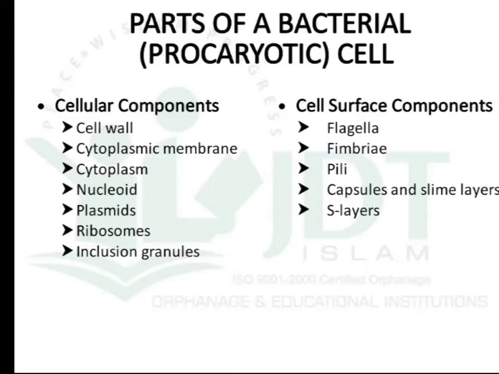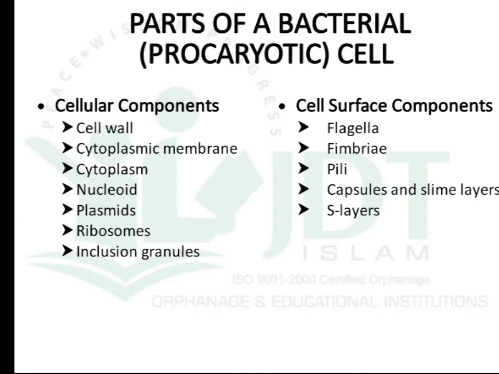So these are the different organelles or parts of the bacterial cell. We can classify the parts of the bacterial cell into two: cellular components and cell surface components. Cellular components are the organelles present inside the cell, like cell wall, cytoplasmic membrane, cytoplasm, nucleoid, plasmid, ribosome, inclusion granules. And cell surface components are the organelles present outside the cell wall, like flagella, fimbriae, pili, capsule, slime layer and S layer.